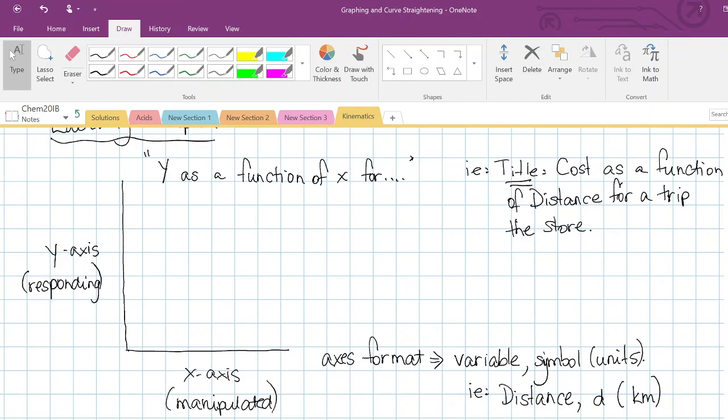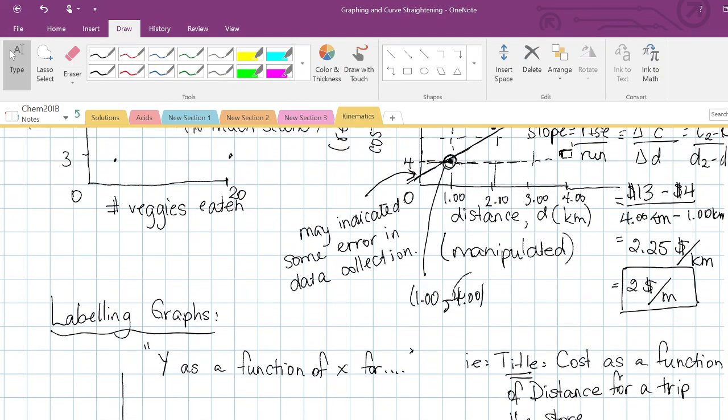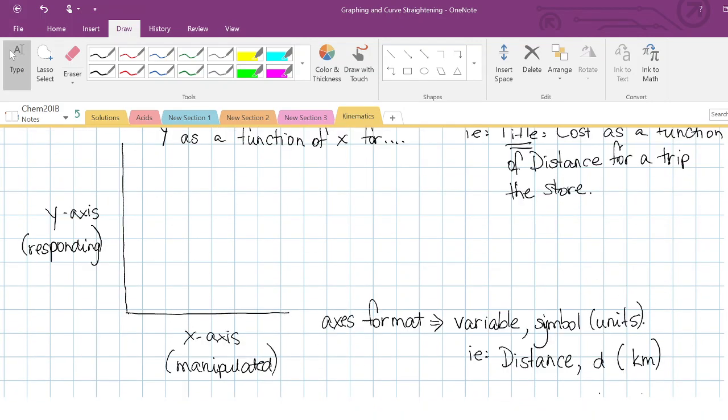Okay, in terms of labeling your axes, this is another thing that you must include. We're going to practice this when we meet together. You'll always include the variable, the symbol, and the units. So if I was going to label my distance for this particular graph on the x-axis, it's my manipulated, I would want to have that labeled as distance, comma, the variable lowercase d, and in brackets, kilometers, because that's my unit for this particular one. Okay. So that's the format that you have to use for all of your graphs.